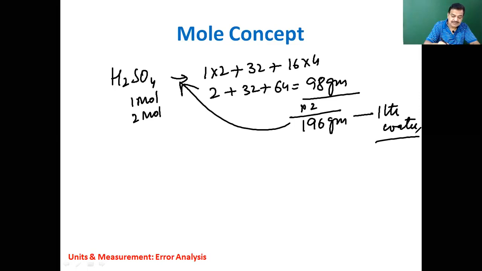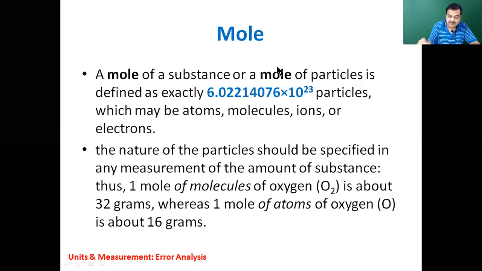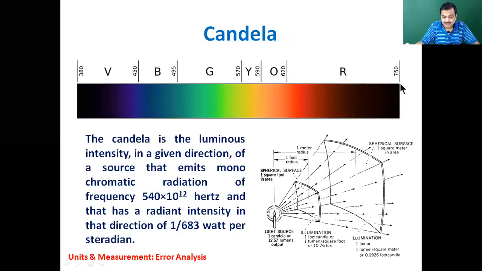Okay, let's start. Now, beta, I'll move to the next topic. Candela. Candela is a unit to measure the luminescence. Luminescence का मतलब brightness. Okay, brightness.